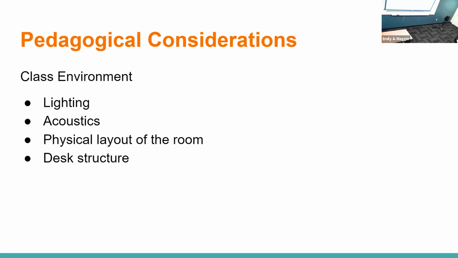So there's a lot of elements about the class environment that we can consider and how it might differentially impact neurodiverse students. Yes, it has an impact on everybody, but where are areas that it might differentially impact neurodiverse students? Anyone have any thoughts or input on that?